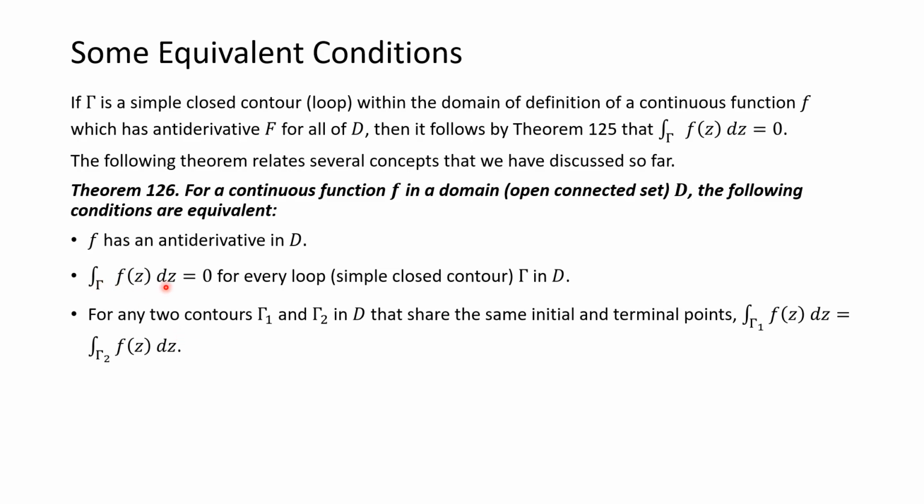And this second condition implies the third. You can see that if you have two contours that have the same endpoints, you're basically forming a loop. And so if you take the contour about gamma sub 1 and you subtract gamma sub 2, you remember when you do a negative of a contour, that basically changes the direction. So effectively what you're creating between gamma sub 1 and gamma sub 2 is a loop. And that would give you integral 0, and then you can equate these two from that fact. So going in this direction is kind of easy.